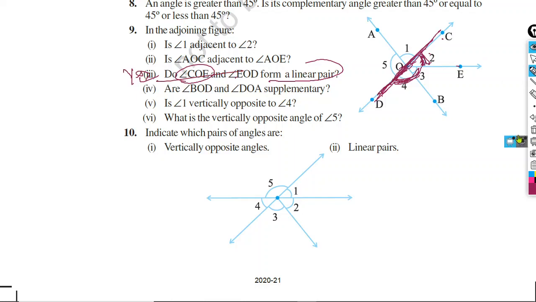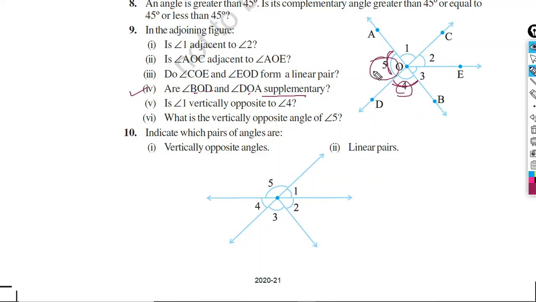Okay, now we'll move to part IV. Angle BOD, look at the figure, BOD, this angle, angle 4, and DOA, where is DOA? DOA, this angle, angle 5. Supplementary, you can write yes, they are supplementary. Why? Because angle 4 and angle 5 are a linear pair, you can see, and the sum of a linear pair of angles is 180 degrees. Therefore they are supplementary.